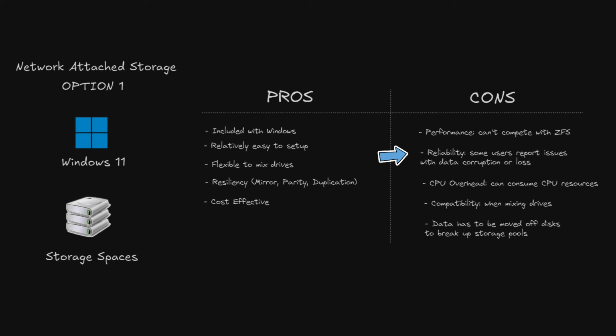However, I discovered that some users were reporting issues with data corruption or loss. You also couldn't just remove drives from the pool. You had to remove one drive and then move the data from the remaining drives to another drive and then reformat the disk in order to use it as a normal hard disk. So this got me thinking maybe I should look at other options.